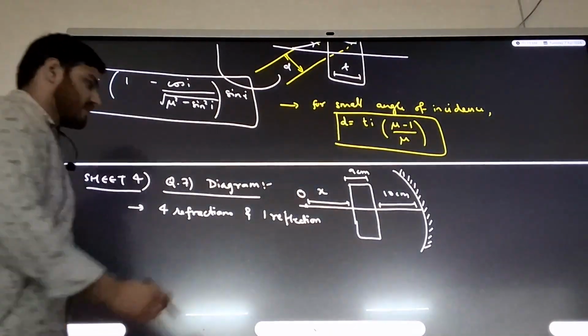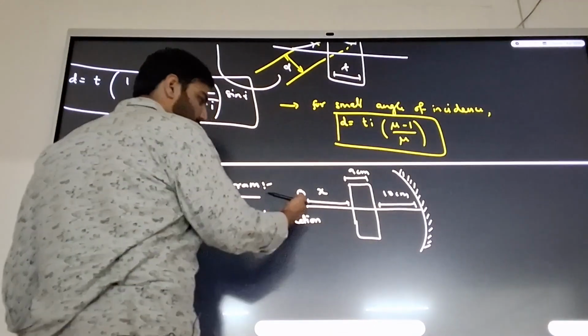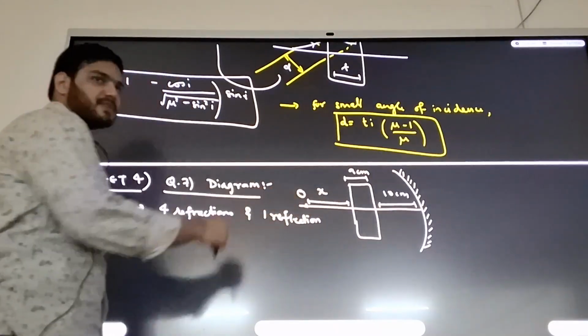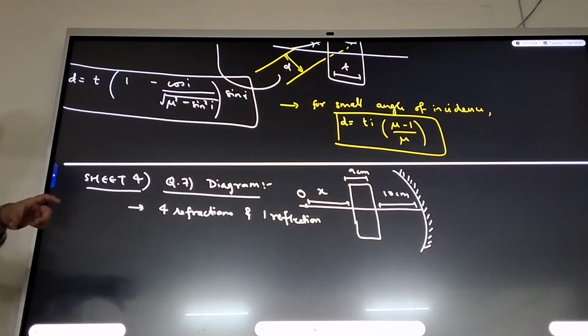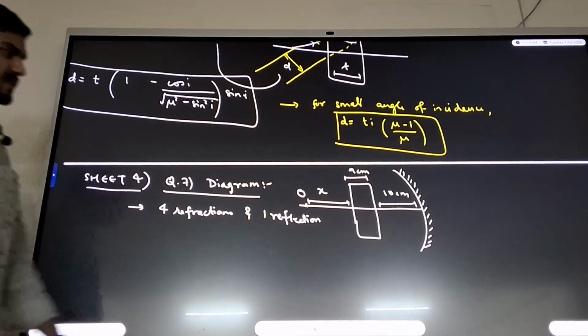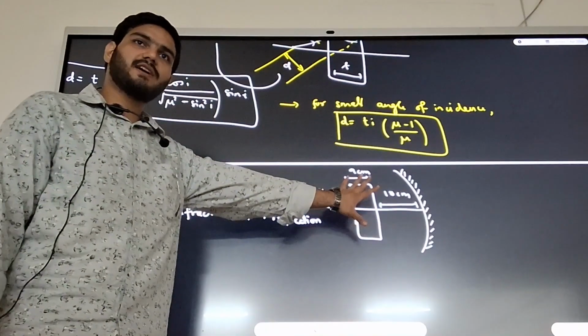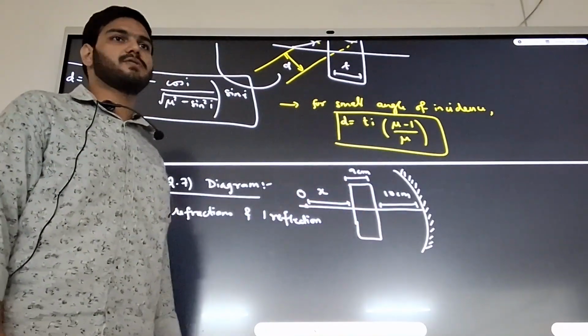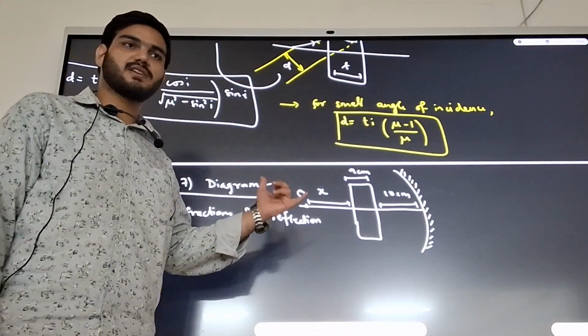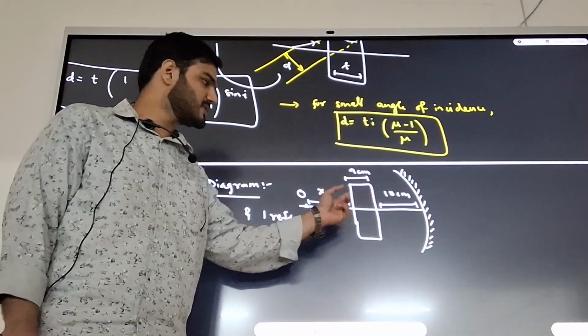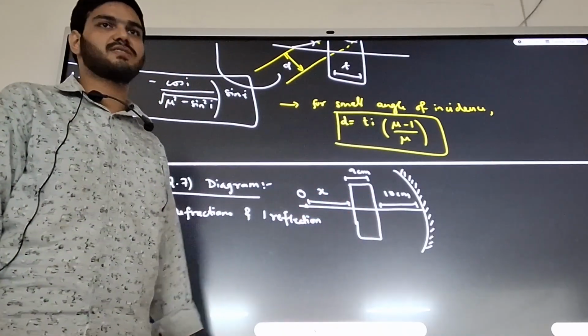Now they are asking where should the object be placed? This x is something that we can control. Where should that be placed so that the final image and the object coincide? If this glass slab were not to be there, then it's a very simple question. You should place where? Center of curvature. If you place your object at center of curvature, your image will be formed at center of curvature.